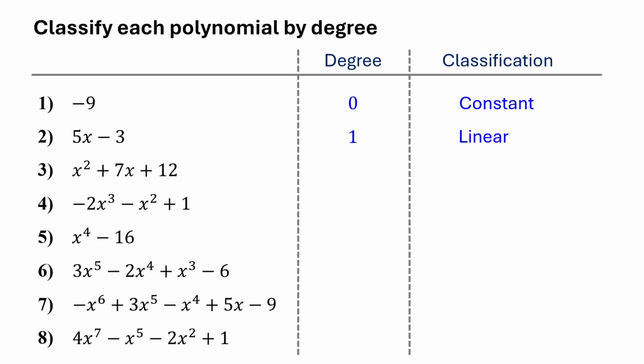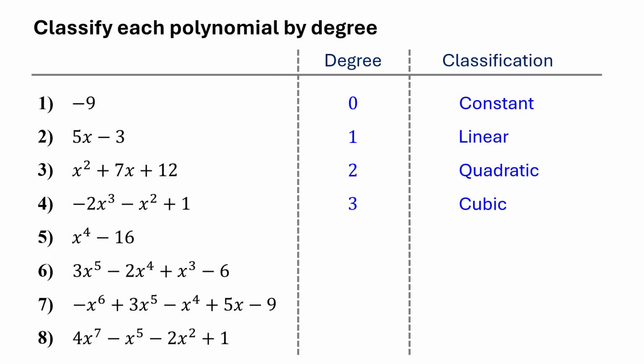Now look at x squared plus 7x plus 12. The highest exponent is 2, so the degree is 2, and it is a quadratic polynomial. How about the next one? The highest exponent is 3, right? So the degree is 3, and it is a cubic polynomial.